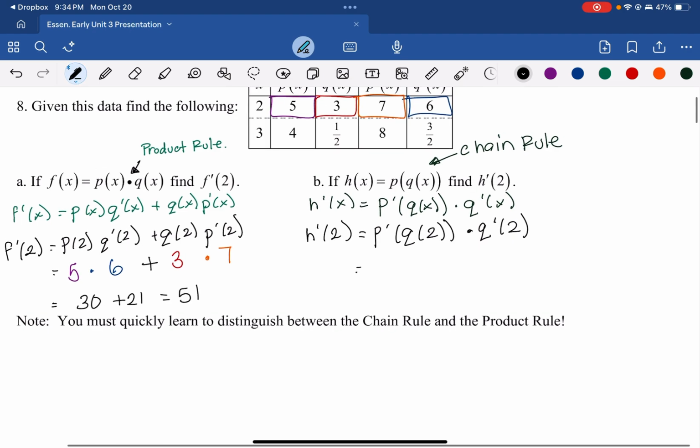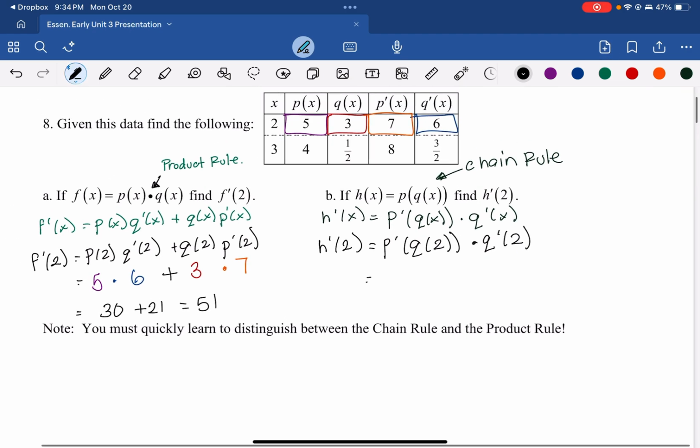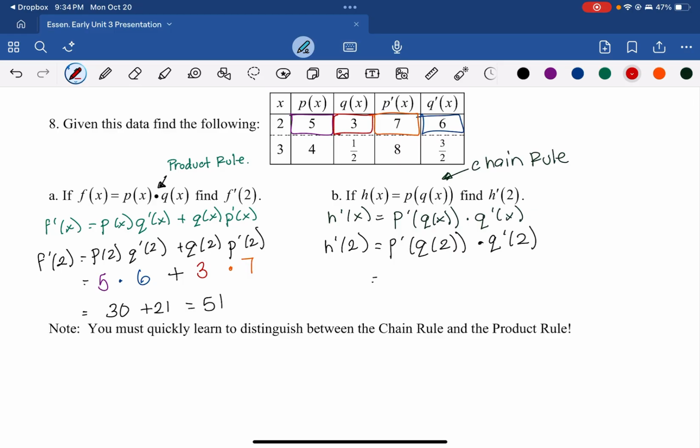Okay. Well, I need to know what q of 2 is, which we already used, and that's 3. So I'm going to have p prime of now 3 times q prime of 2, which was our 6 on the table. Okay. And p prime at 3 is 8. So we're going to have 8 times 6, which gives me 48.